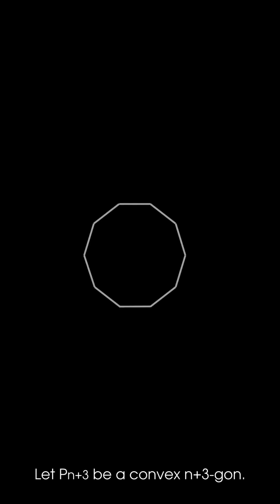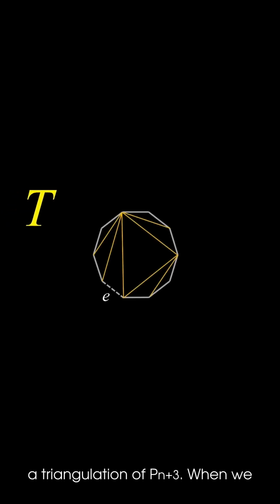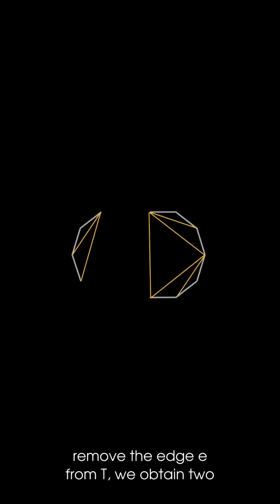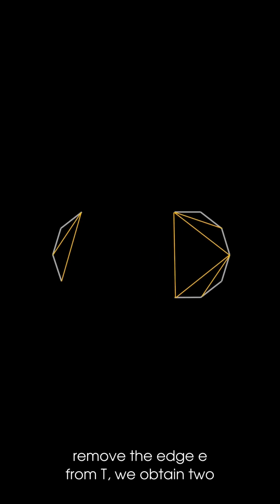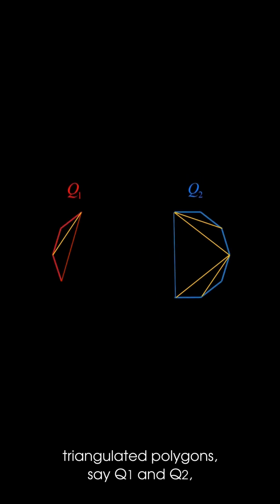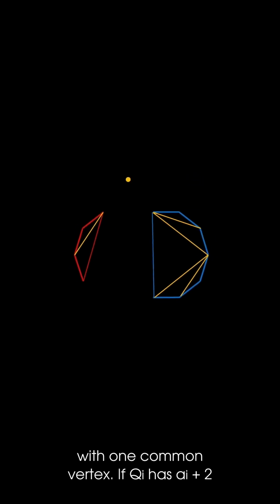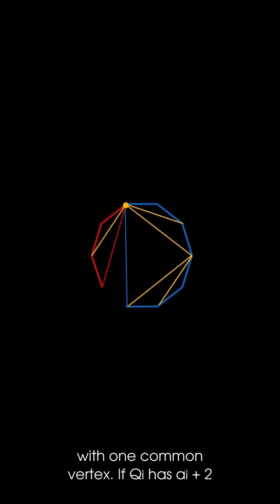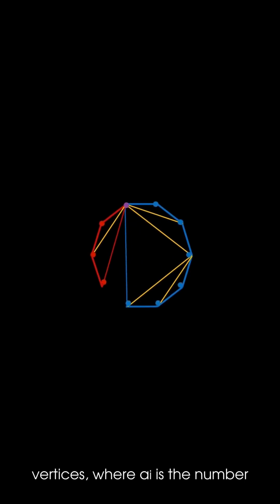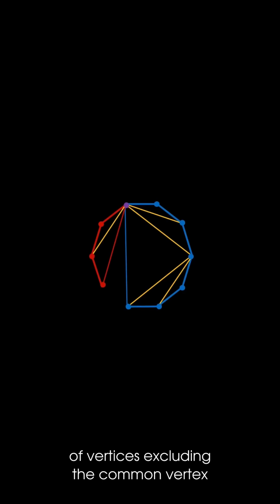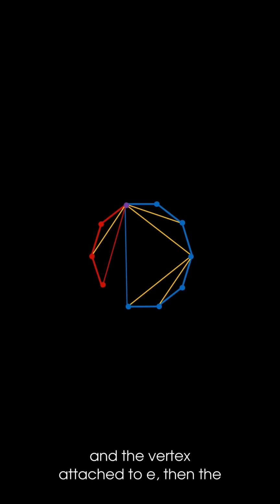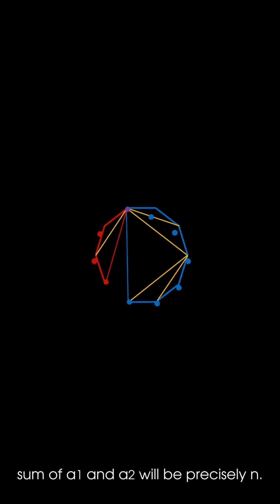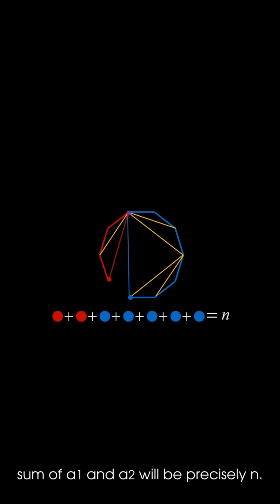Let P_{n+3} be a convex (n+3)-gon. Fix an edge E of P_{n+3} and let T be a triangulation of P_{n+3}. When we remove the edge E from T, we obtain two triangulated polygons, say Q1 and Q2, with one common vertex. If Qi has Ai plus 2 vertices, where Ai is the number of vertices excluding the common vertex and the vertex attached to E, then the sum of A1 and A2 will be precisely n.